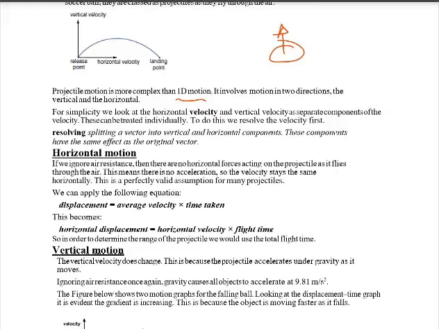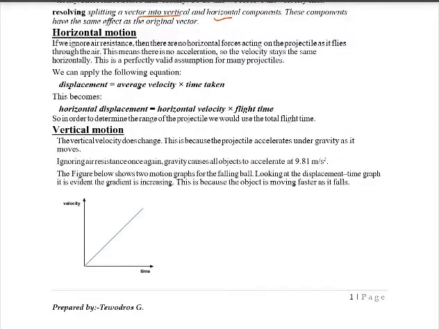For simplicity, we first resolve the velocity. Since the object is moving in such a manner, it has a vertical as well as what? A horizontal velocity. Therefore, we have two velocities, horizontal velocity and vertical velocity. We can resolve or split this one single velocity into two component velocities by using the vector resolving technique. Resolving means splitting one vector into what? Its horizontal and vertical components, and the components have the same effect as the original vector. Therefore, let us see first the horizontal motion.